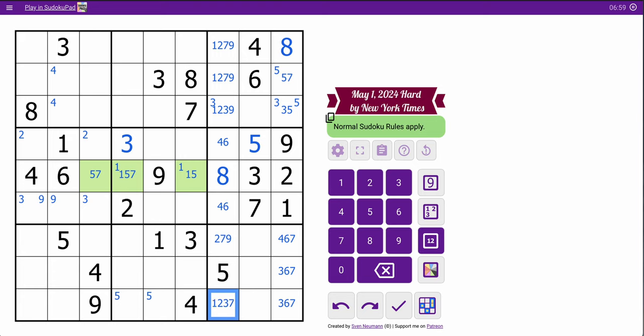Left with this, which doesn't help. 3 through 7 inclusive are placed in column 8. 1, 2, 8, 9. Well, that can't be 8, so this is 1, 2, 9 only. This is 2, 8, 9 only. That's any of them, and that's not 9.